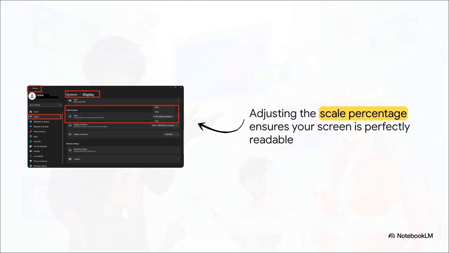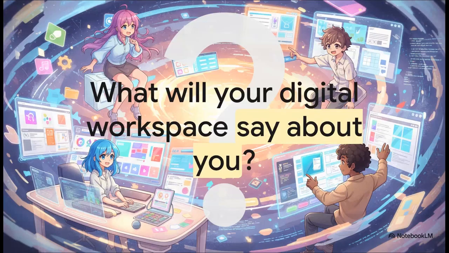Speaking of making things comfortable, display scaling adjustments are an absolute lifesaver. By tweaking that scale percentage, you make sure your PC's text and apps are perfectly readable. It honestly doesn't matter if you're leaning back staring at a massive pixel-dense 4K monitor from across the room, or if you're hunched over a tiny 13-inch laptop screen at a coffee shop. Everything just fits.